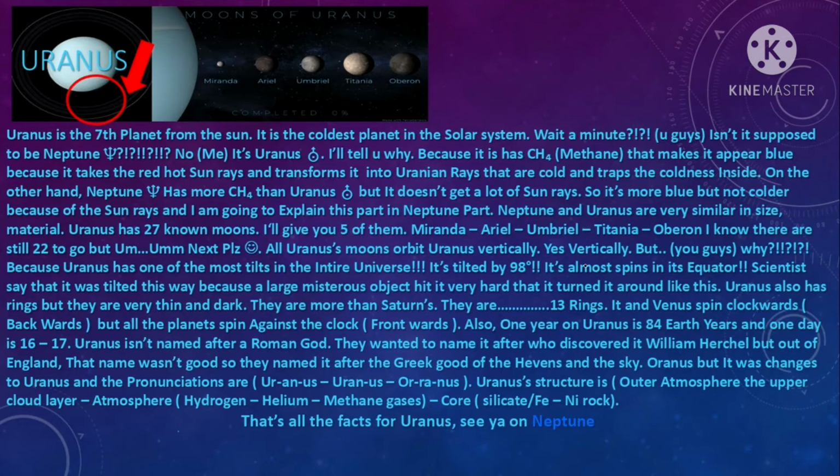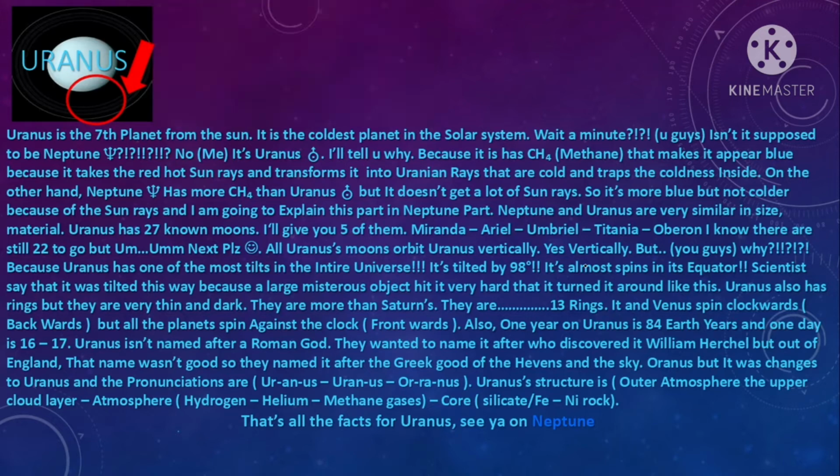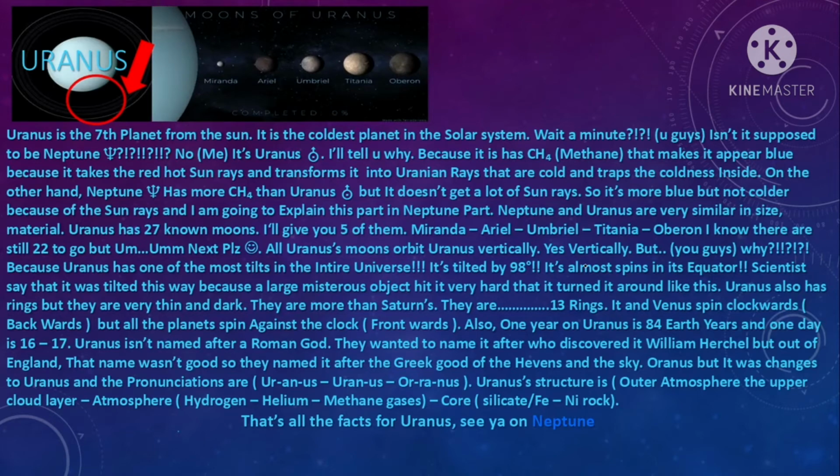Okay, in size and material, they are similar. Uranus has 27 known moons. I'll give you 5 of them: Miranda, Ariel, Umbriel, Titania, Oberon. Okay, I know there are still 22 to go, but next please. All Uranus's moons orbit Uranus vertically. Yeah, vertically. What, you guys?